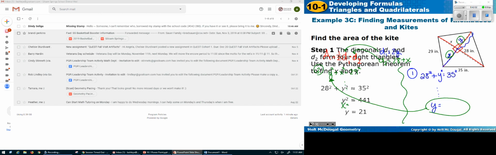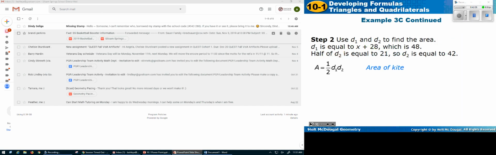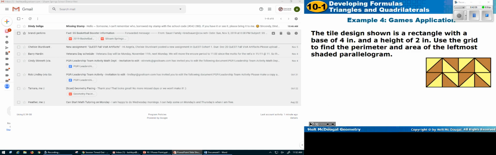It'll be in the filled in notes though, so if you want to look back at the filled in notes, it's all worked out for you. You can check that out. Okay, so let's look at this one before we run out of time.